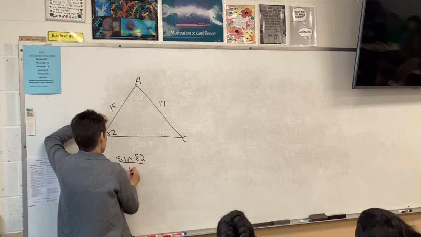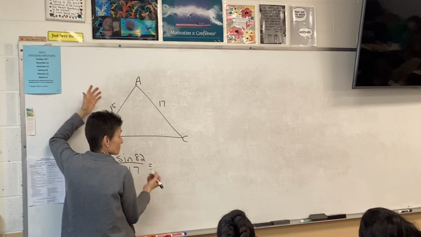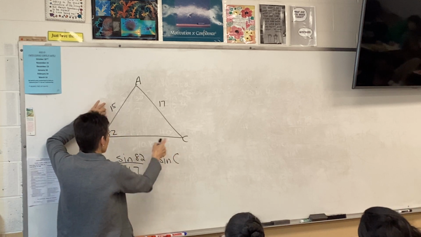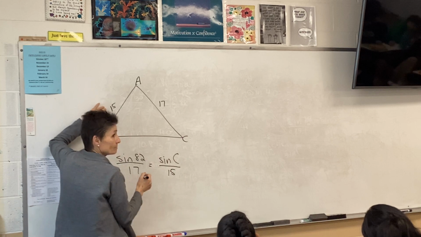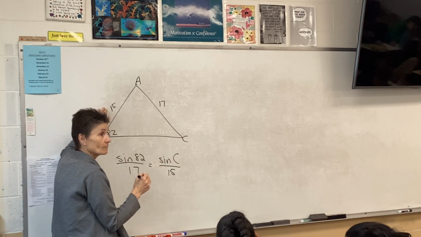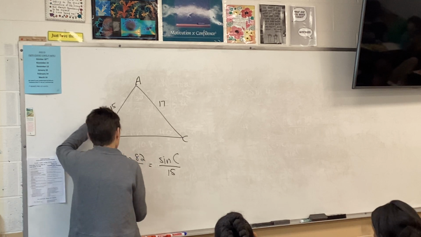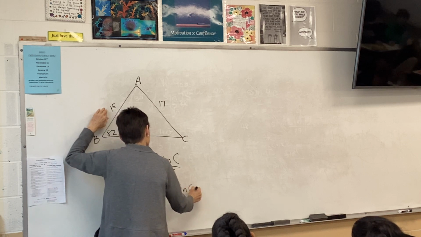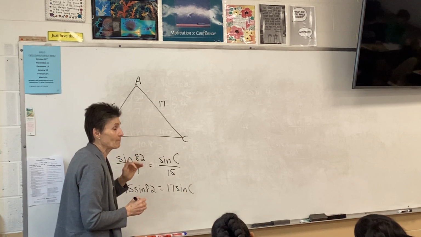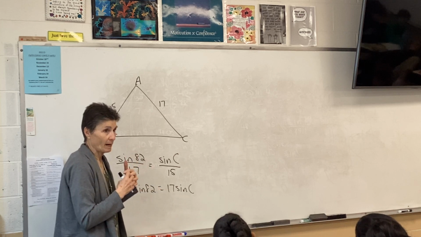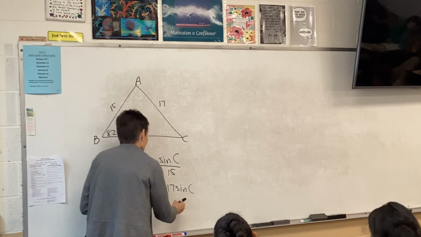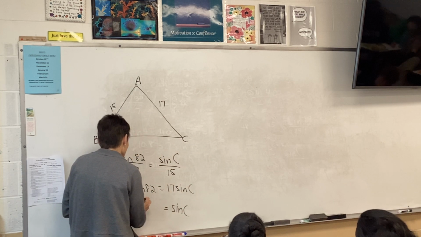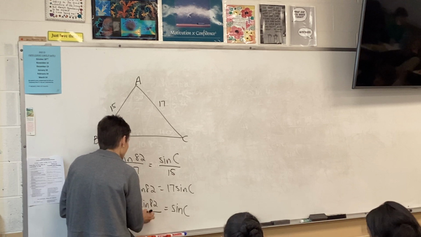Sine 82 over 17 equals sine C over 15. Just keep my letters consistent. So I'm gonna cross multiply and divide again, so 15 sine 82 equals 17 sine C. Now, what's my variable? I'm gonna divide now. What am I gonna divide by? 17, because my variable is sine C. So sine C equals 15 sine 82 divided by 17.